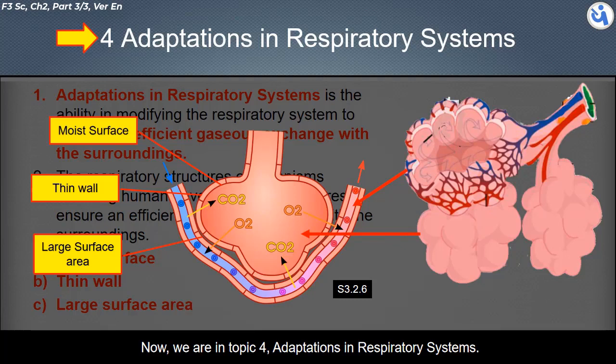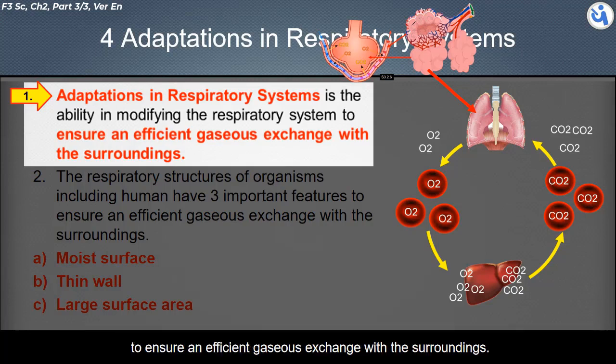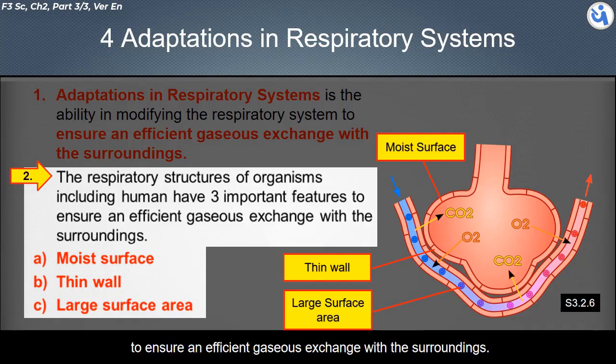Now, we are in topic 4, adaptations in respiratory systems. Adaptations in respiratory systems is the ability, in modifying the respiratory system, to ensure an efficient gaseous exchange with the surroundings. The respiratory structures of organisms, including human, have 3 important features to ensure an efficient gaseous exchange with the surroundings.